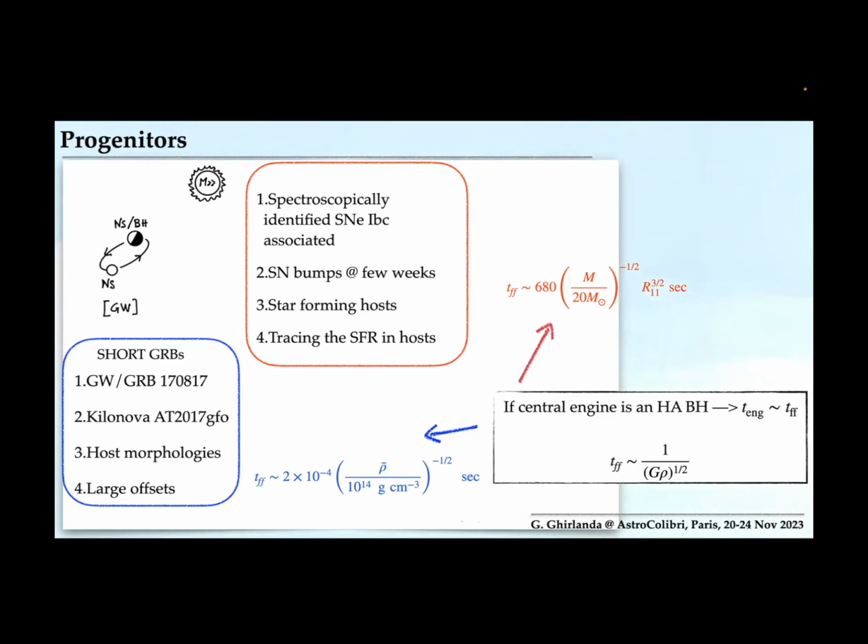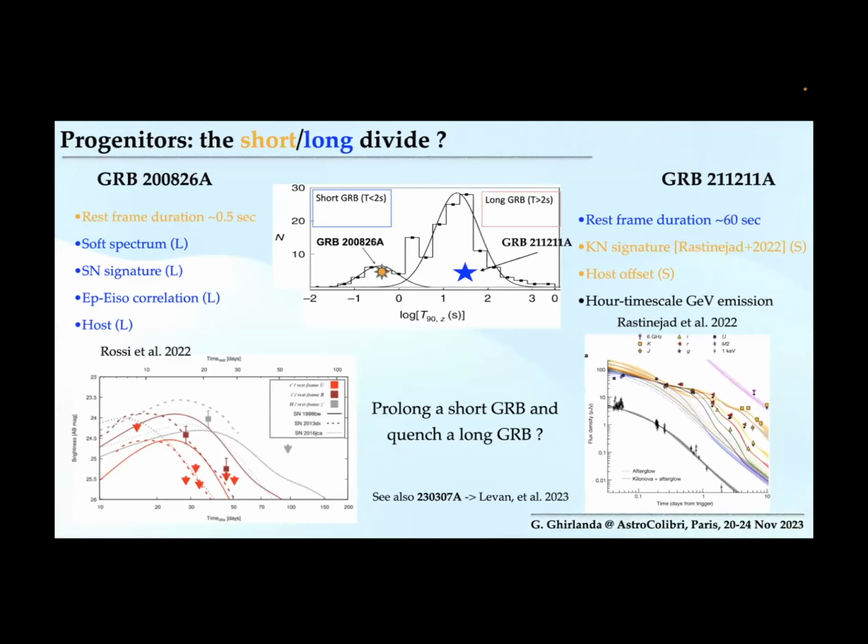So this is a simple argument that motivates the distribution. But of course, now we have a lot of observations that prove this is indeed the case. However, as Marika showed, the short and long divide that for almost 40 years was the standard paradigm in GRB studies was a bit challenged by the last 4 years.